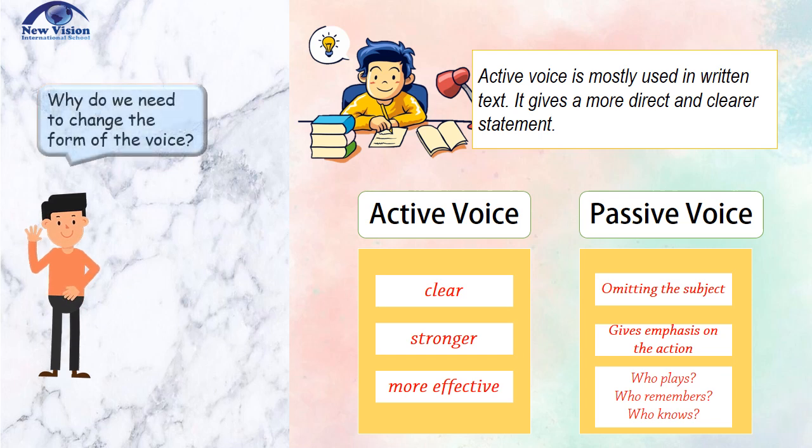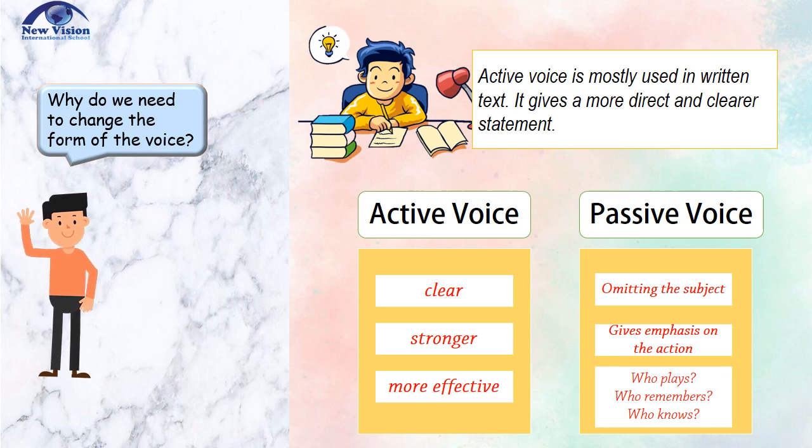But why do we need to change the form of the voice? Active voice is mostly used in written text. It gives more direct and clearer statements. It shows that the statements are stronger and even more effective.